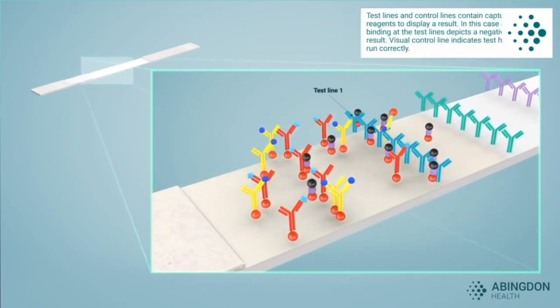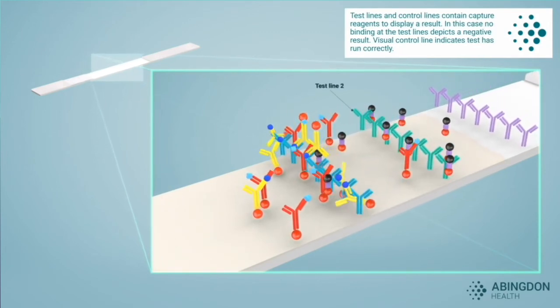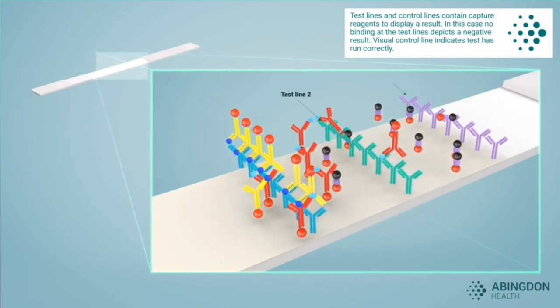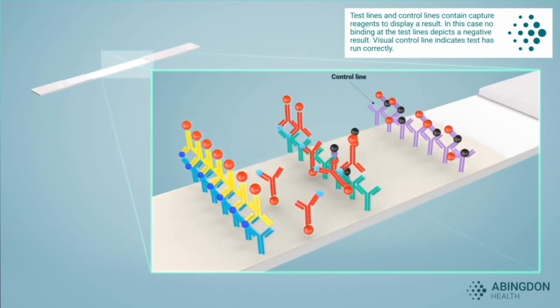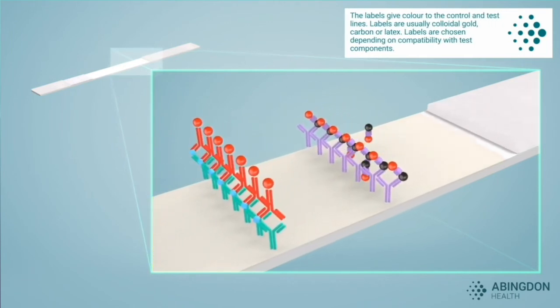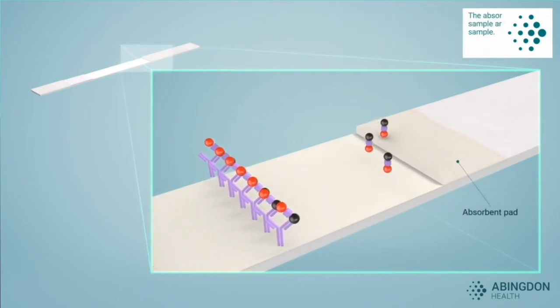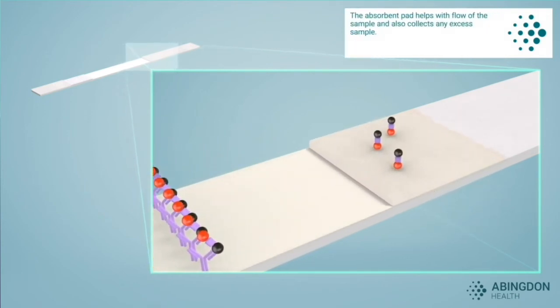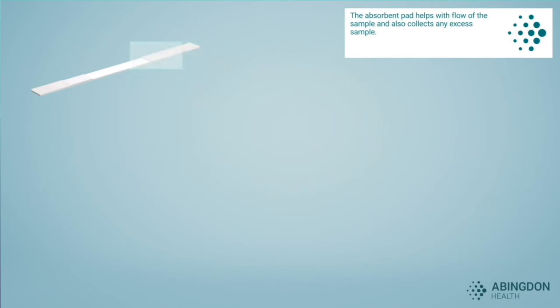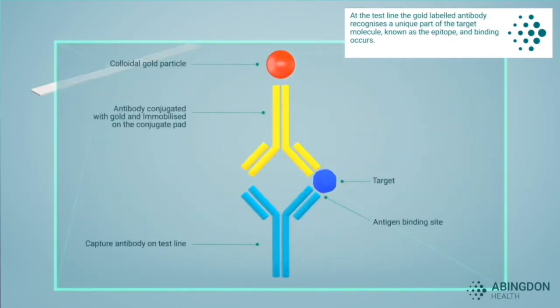Nitrocellulose membrane contains test lines and control lines with capture reagents to display a result. No binding indicates a negative result, and visual control lines indicate that the test was run correctly. The labels give color to the control and the test lines. Then the absorbent pad helps the sample flow and collects any excess sample. At the test line, the gold conjugate antibodies recognize their target and binding occurs.